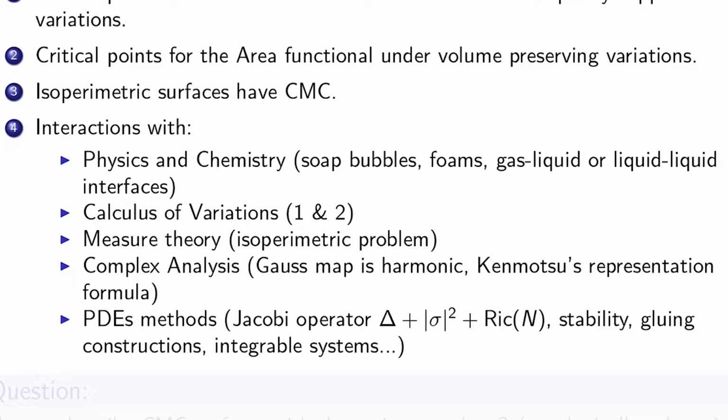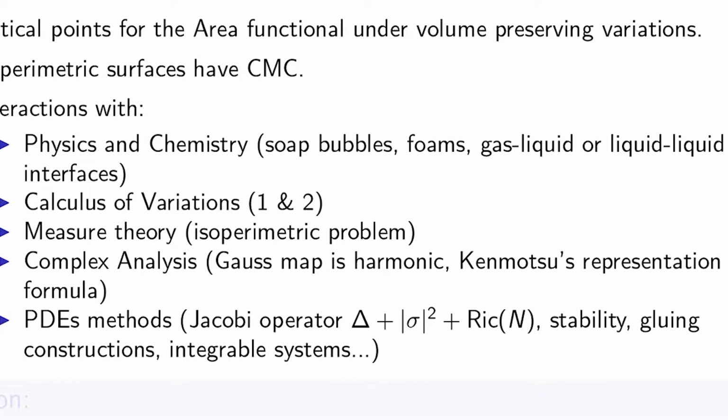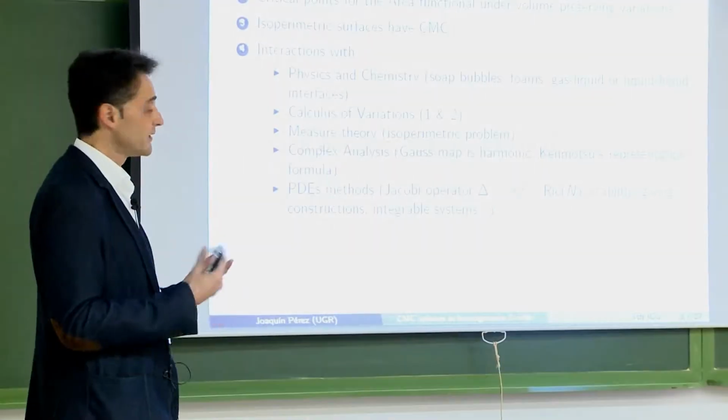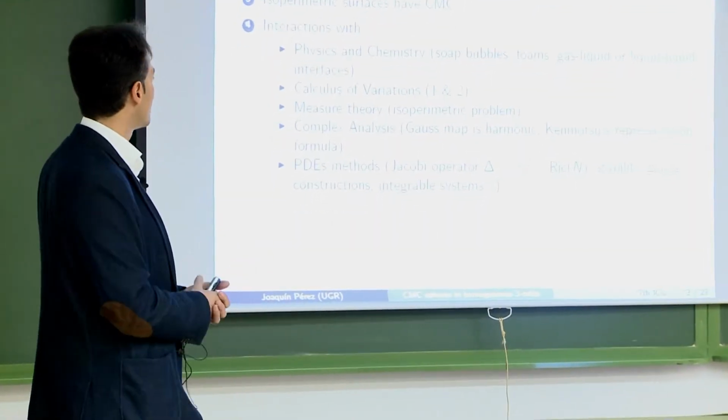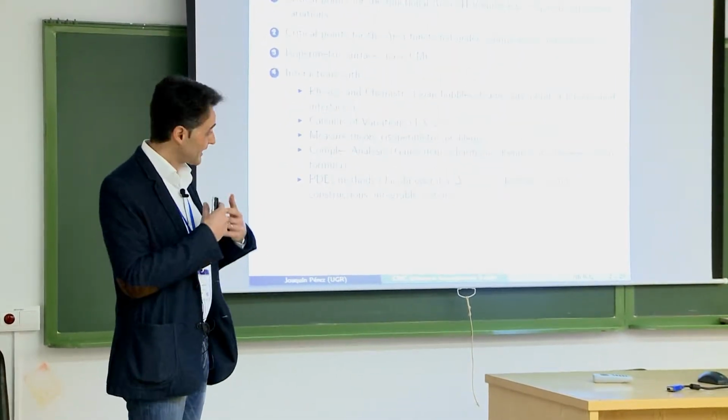Of course, they appear within calculus of variations. Just the first and second item explain this. They also appear related to measure theory because of the isoperimetric problem. They are related to complex analysis, for instance, because there are many, many reasons.